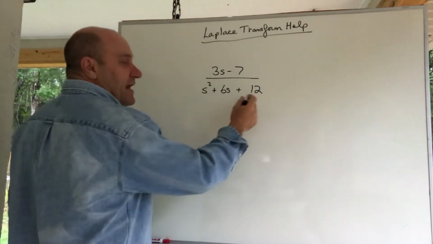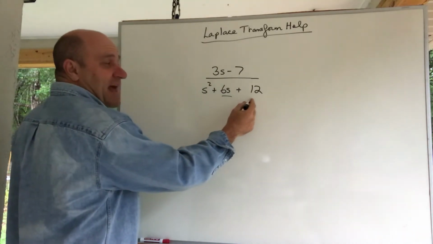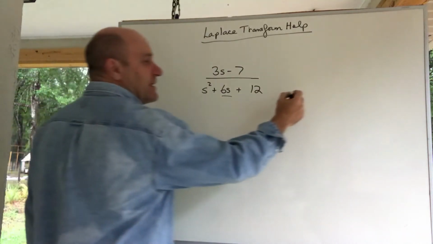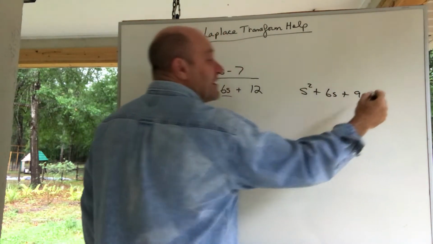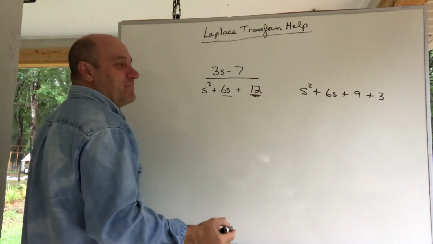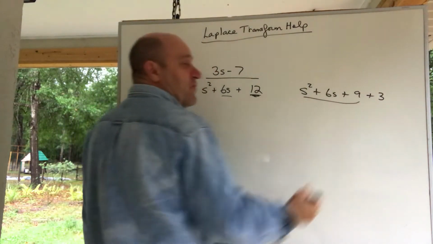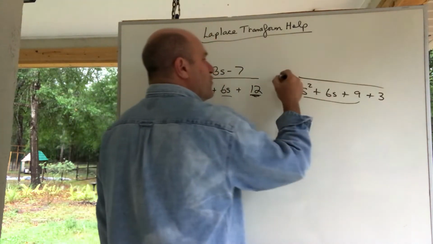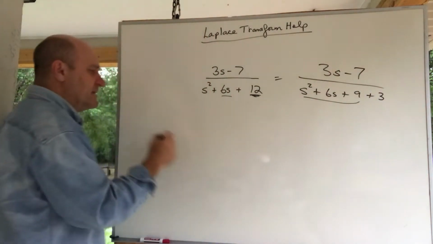Now, it's kind of easy. To complete this square I need a 9. So one way to get a 9 is to take this 12 and make it s squared plus 6s plus 9 plus 3. I just took that 12 and made it a 9 plus 3. But anyway, now I have a perfect completed square. The numerator is 3s minus 7. That's a little complicated, but let's move on down here.